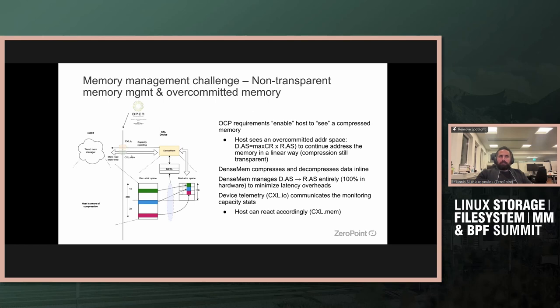As the host reads and writes data from the .mem, they go through our IP, they are compressed and decompressed in line. We handle the translation from the device address space to the compressed address space, the real address space, entirely in hardware. And we report back through the .io channel the remaining capacity and the other APIs that I just mentioned, so that the host can react accordingly and basically stop sending data if we're running out of capacity or even migrate data out of it.